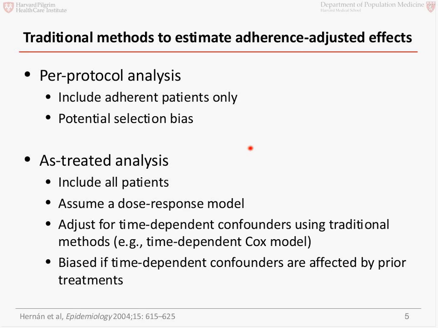And very often we will also suspect that there might be some time-dependent confounders that predict treatment non-adherence as well as the outcome. So we usually try to measure these confounders and then adjust for them in the analysis. One of the most commonly used methods is the time-dependent Cox model. It has been shown that these traditional approaches, which include the time-dependent Cox model, matching, or stratification, might be biased if there are time-dependent confounders that are also affected by prior treatments.